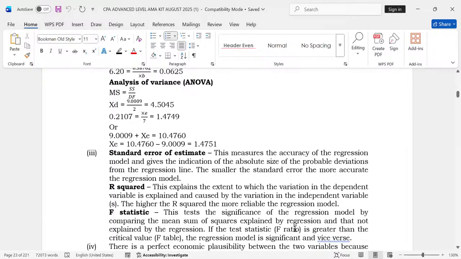So we're saying there, I repeat, this explains the extent to which the variation in the dependent variable is explained and caused by the variation in the independent variables. The higher the R squared, the more reliable the regression model is.